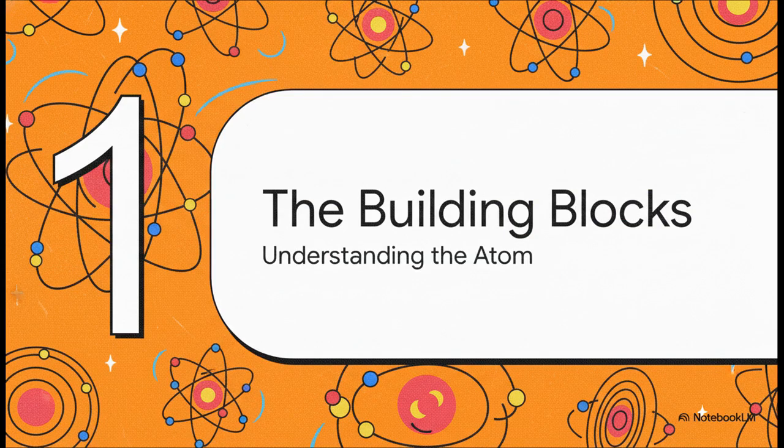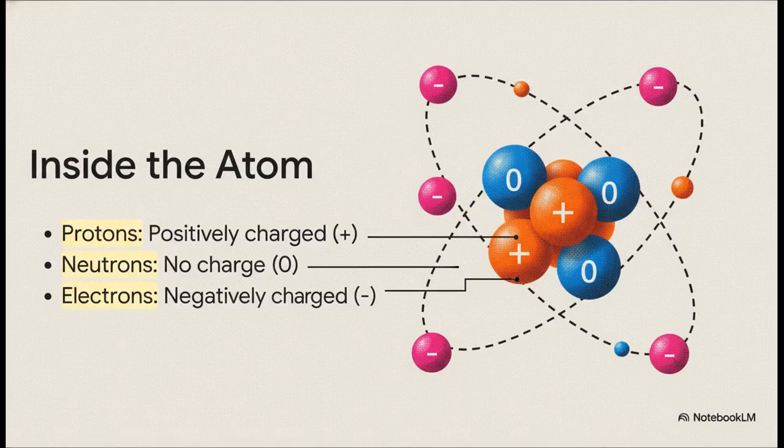Okay, so we have to start small. I mean, really small. We're talking about the atom. Why? Because absolutely everything, you, me, this screen, it's all made of atoms. And if you want to get electricity, you first have to get the atom. So inside every single atom, you've got three main players. Right in the center, the nucleus, you have your protons, which have a positive charge, and your neutrons, which are neutral, no charge. And then, whizzing around that center, you have these tiny negatively charged particles called electrons.